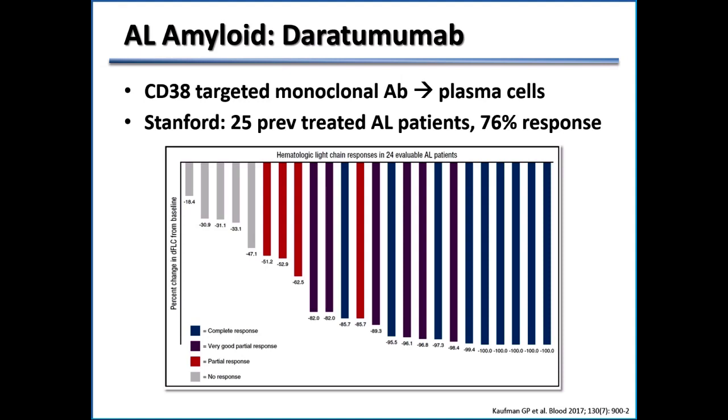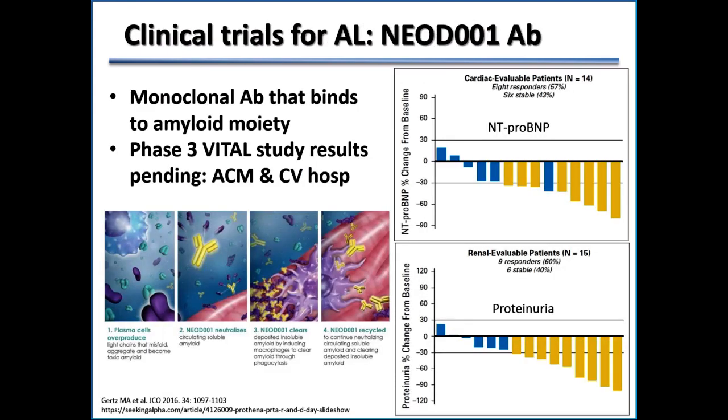Complete regression of the amyloid. So this is a very effective therapy, and there's even some discussion about perhaps using this first line to avoid the toxicities associated with chemotherapy. What about directly removing the deposit from the heart tissue?